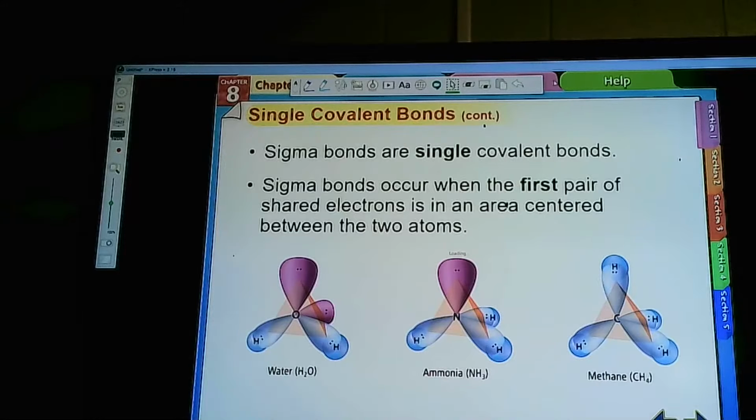And then every bond after that is called a pi bond. Let me write this down really good.